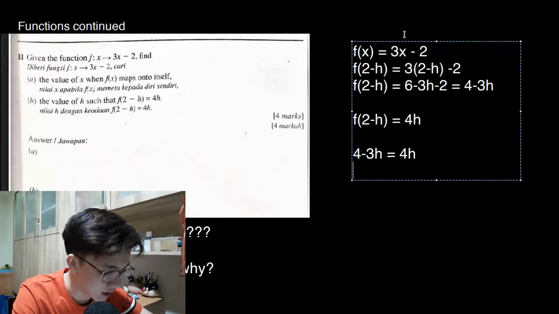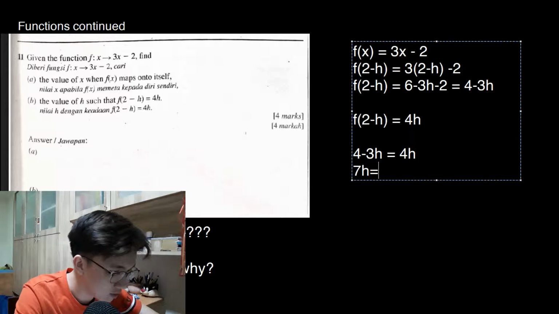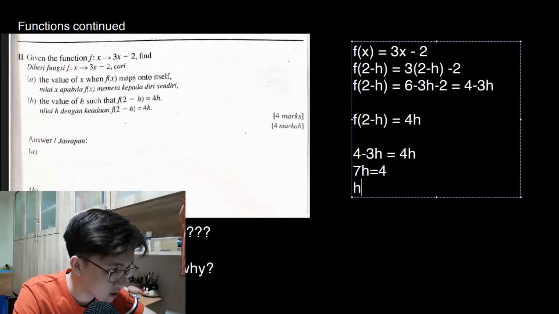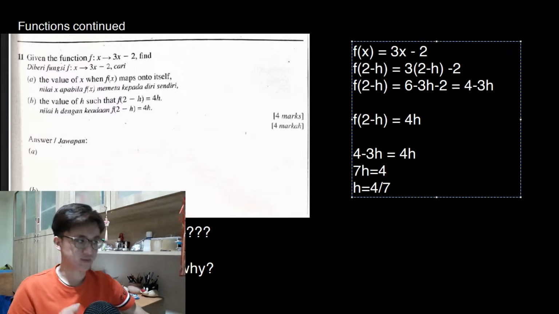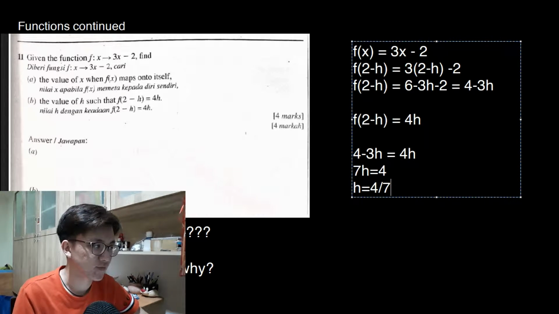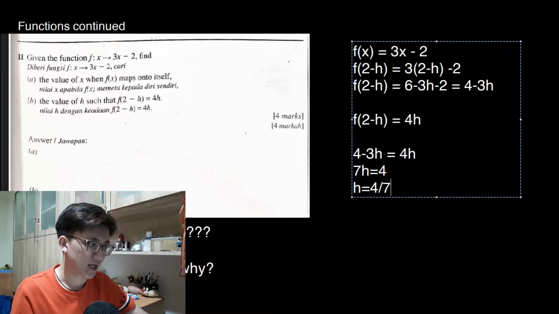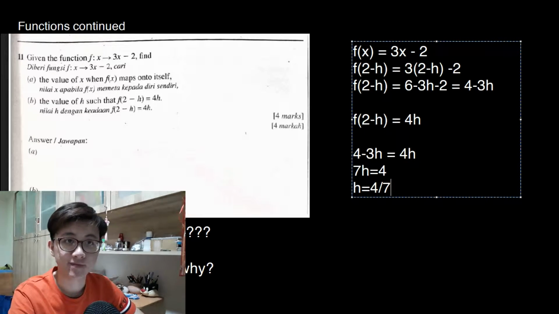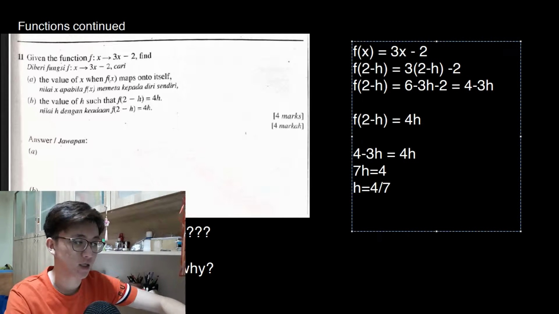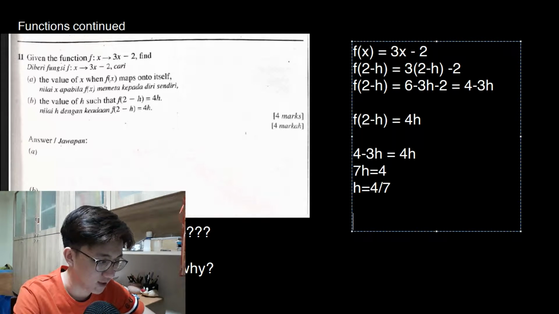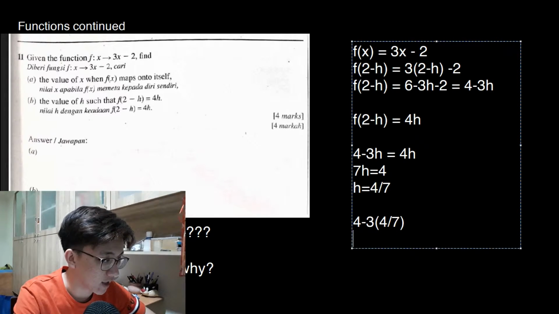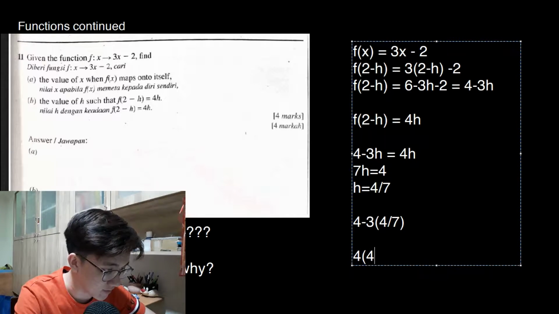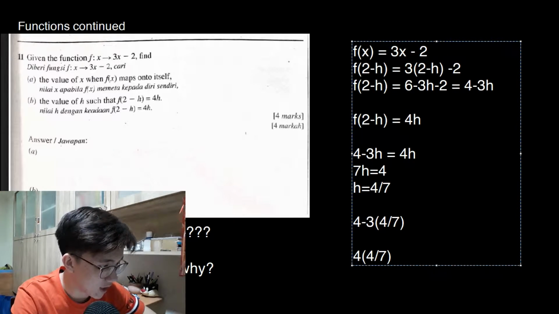So in the end, you will get 7h equals 4, and then h equals 4 divided by 7. Now, why do you do that? If h equals 4 over 7, it now works on both expressions, so both will have a value of 4 over 7. Let's say, for example, 4 minus 3, and as well as 4 times 4 over 7. You'll get the answer.